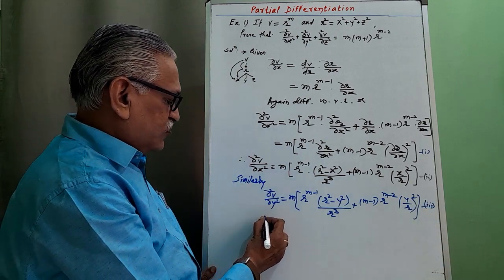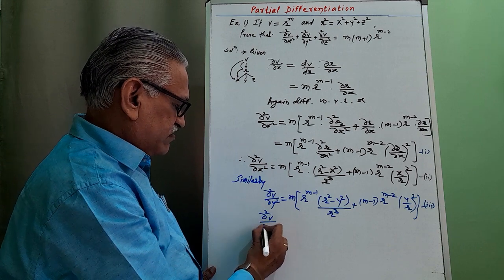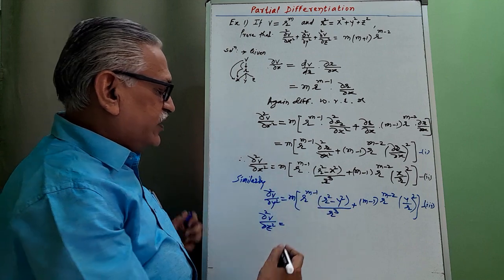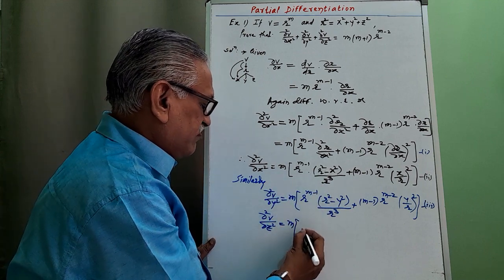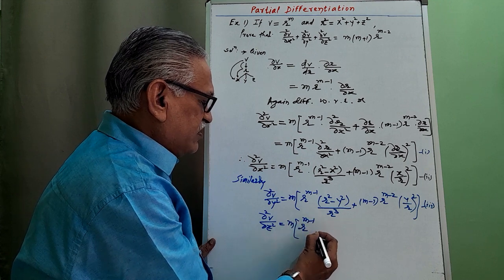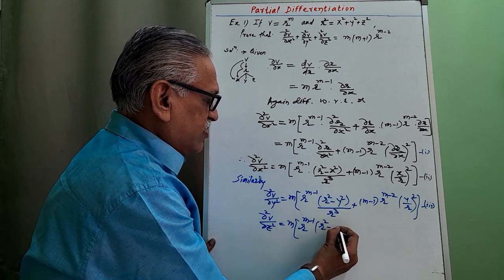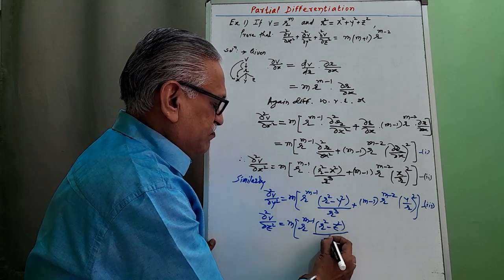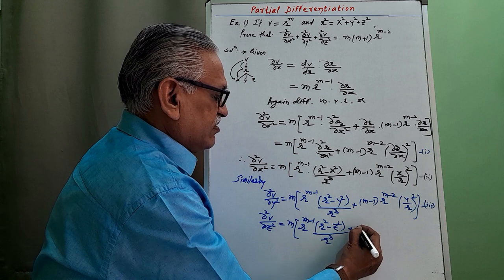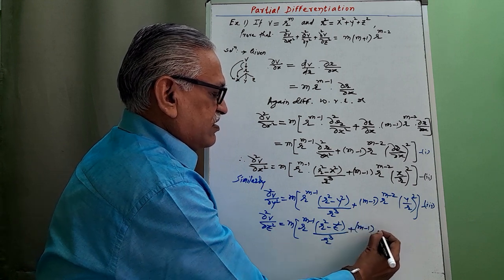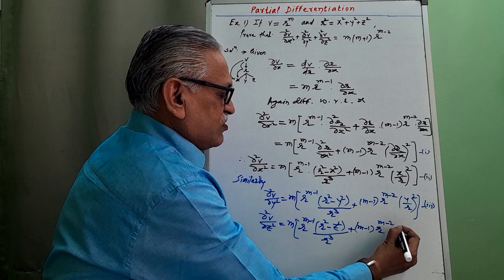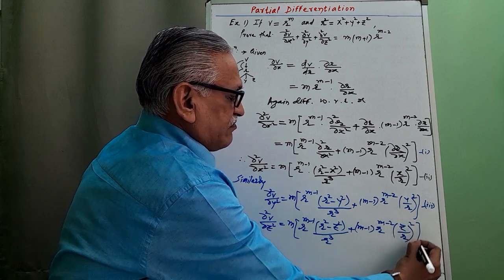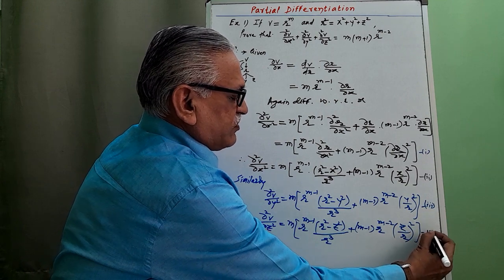And dou 2v by dou z square is equal to, replacing x by z, we get m into r raised to m minus 1 r square minus z square divided by r cube plus m minus 1 r raised to m minus 2 multiplied by z by r whole square. We call this equation 4.